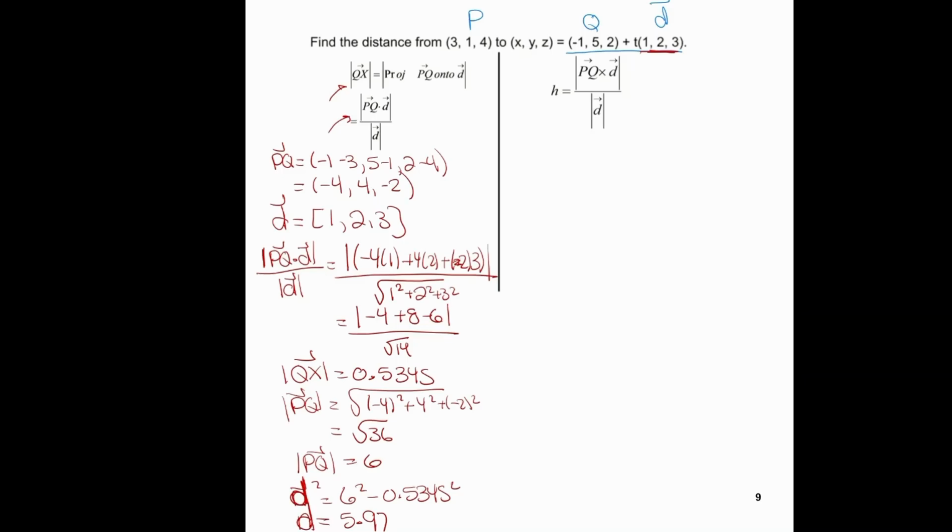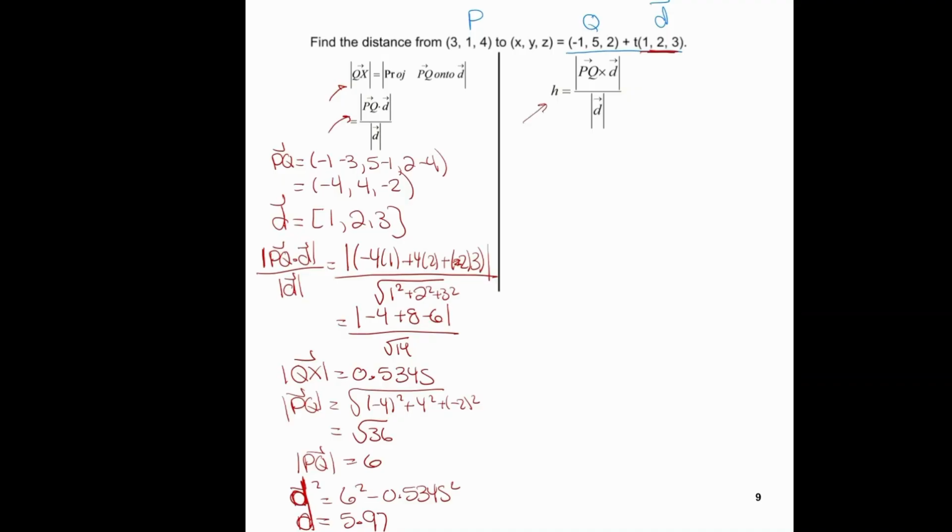So that's how far away the point is from the line, because the shortest distance between a point and a line is dropping the perpendicular. And that's really what we've done there. I don't think I mentioned that before. Okay, let's try it the other way.